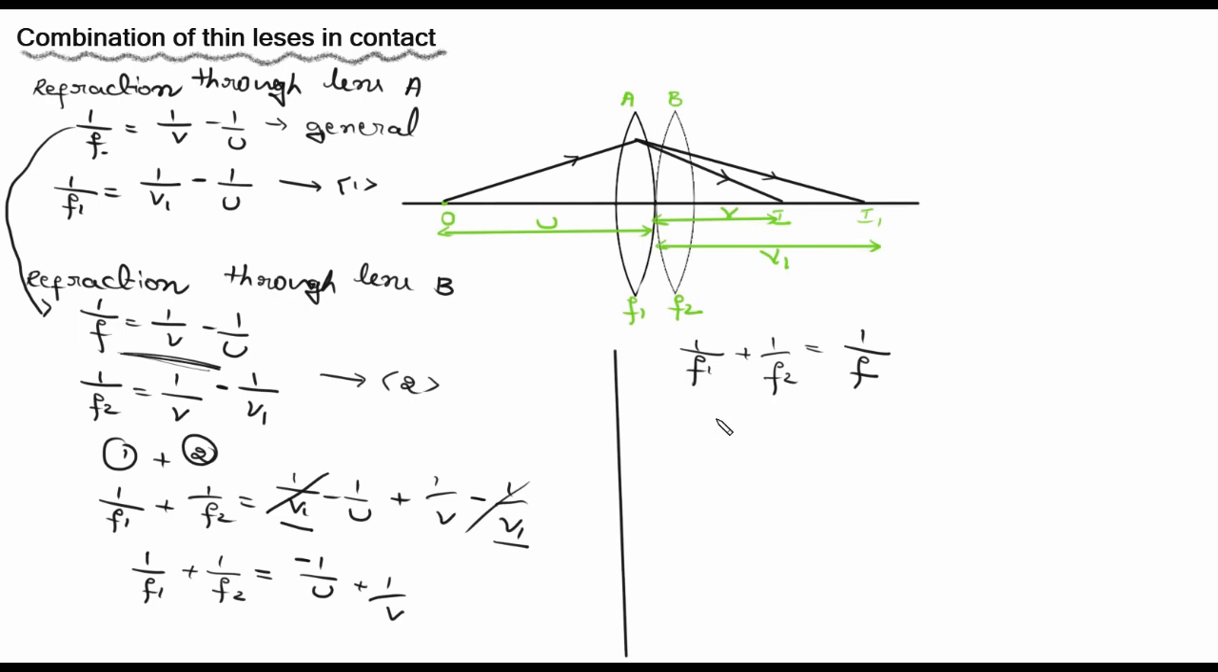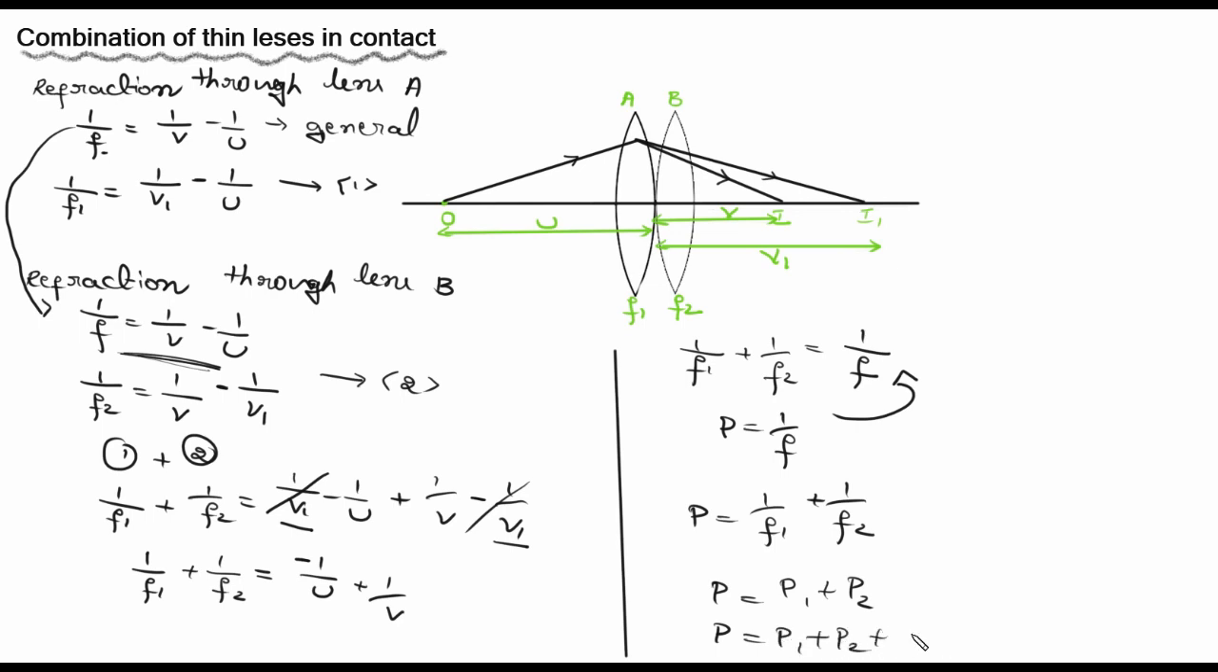From the power of a lens, we know P is equal to 1 by f. So you can replace this by P, which is P is equal to 1 divided by f1 plus 1 divided by f2. If P is equal to 1 by f, then 1 by f1 is P1, so we can write it as P1 plus P2. Suppose there are n number of lenses, you can write P is equal to P1 plus P2 plus etc. This derivation will be asked for 3 marks.